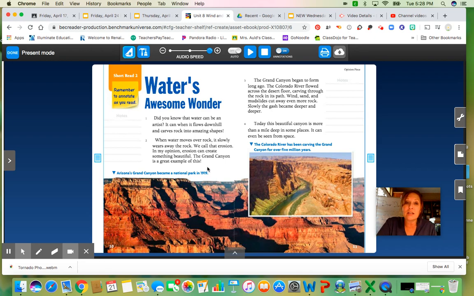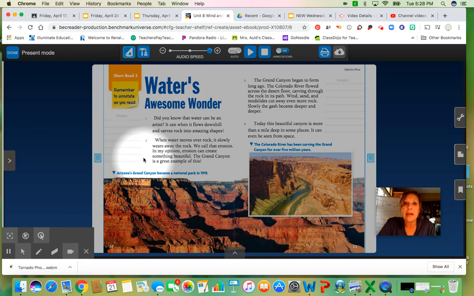Okay, so hopefully you had a chance to read this. I have my story right here, and I'm going to grab my little highlighter, and I'm going to highlight as I read. Go ahead and read with me if you can. It says, when water moves over rock, it slowly wears away the rock. We call that erosion. In my opinion, erosion can create something beautiful. The Grand Canyon is a great example of this. All right, so let me go out of there. So we had the author's opinion, right? He just said right there, in my opinion, erosion can create something beautiful. The Grand Canyon is a great example.